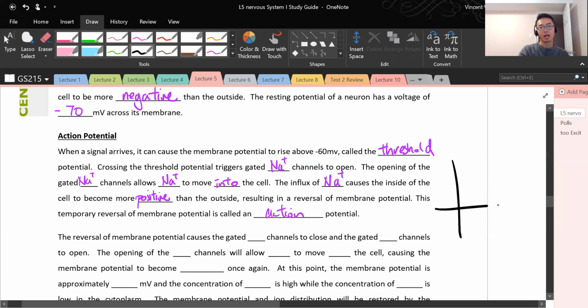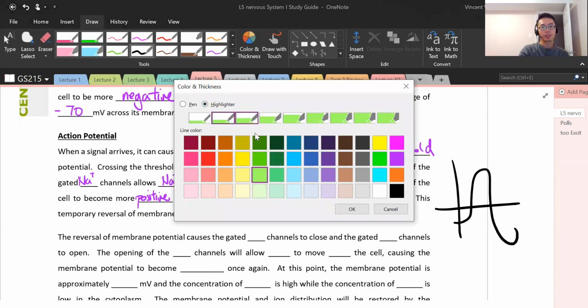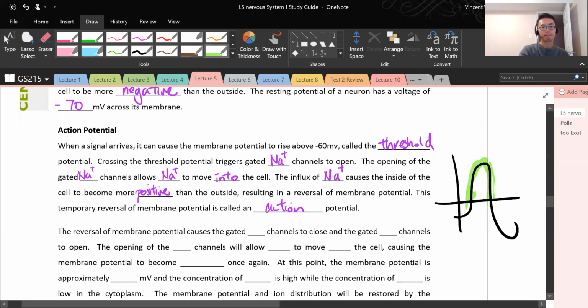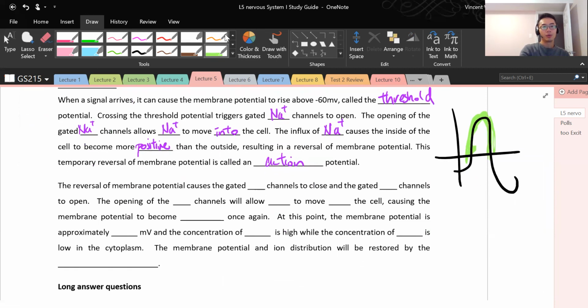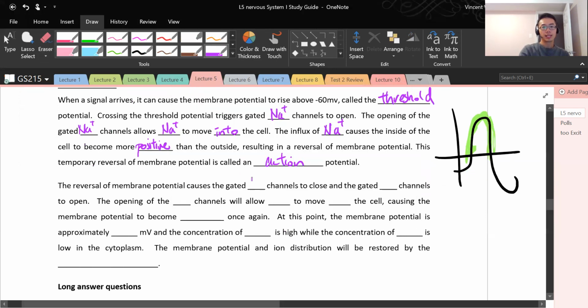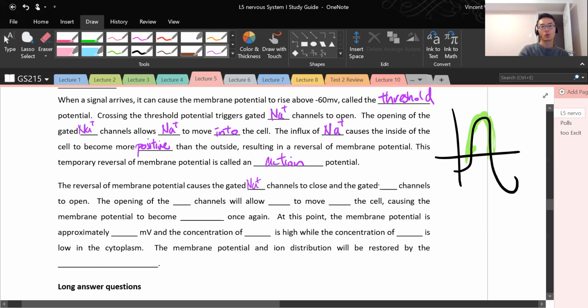So again, if you think about the graph, it is this part. That is the action potential, right? This part. It's a reversal of membrane potential because it flipped from negative to positive, and then it's temporary. So the reversal of membrane potential causes the gated sodium channels to close and triggers the potassium channels to open.